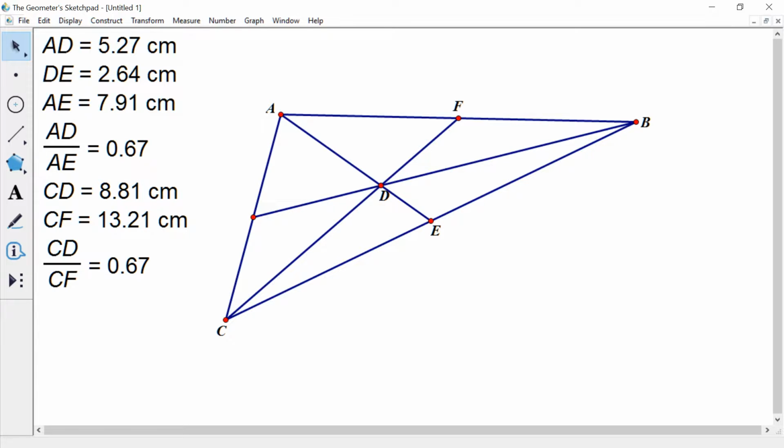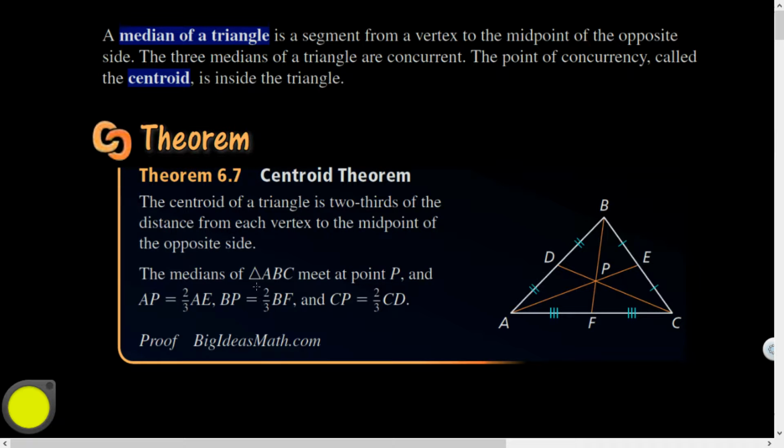Cool? All right. Cool. So let's do an example. Actually, wait, I didn't finish reading this. The medians of triangle ABC meet at point P, and AP is 2/3 of the entire length AE, BP, and so on, 2/3.